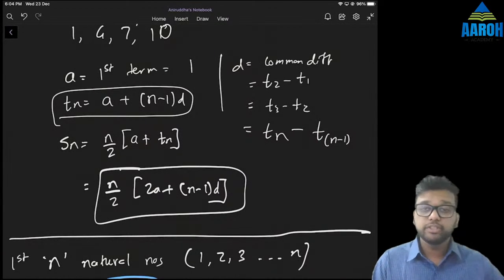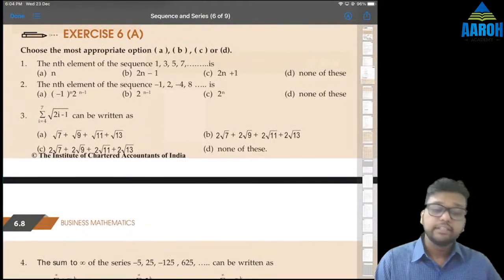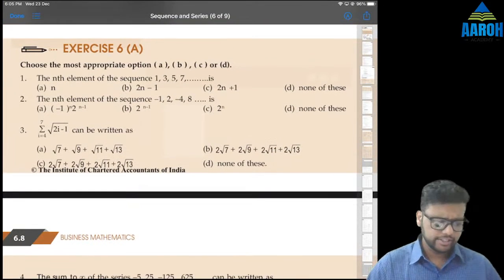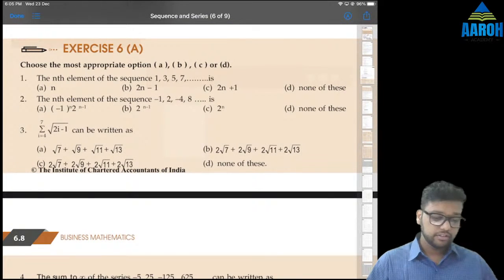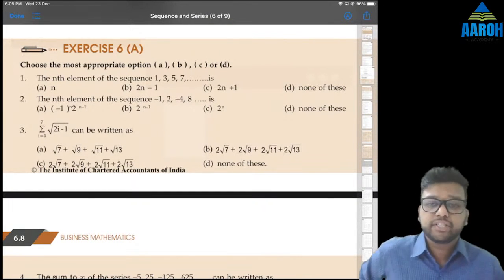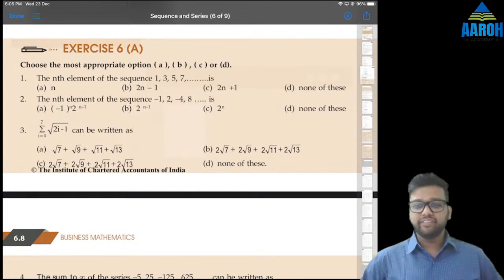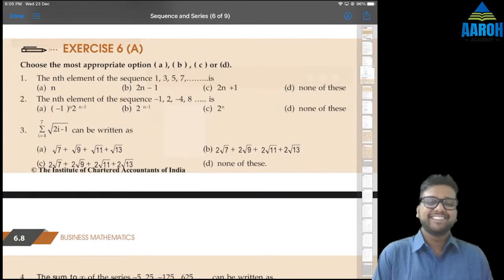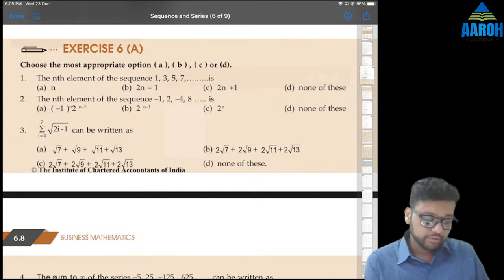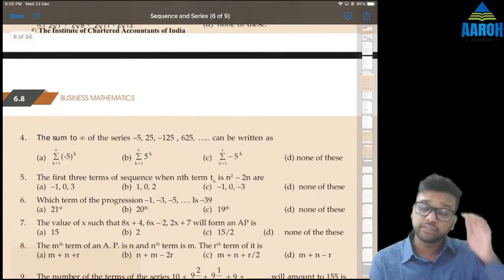That's it. On the basis of this we can now go to exercise 6A, which is the first exercise of sequence and series. Let's try to finish that in this lecture. Our objective is to solve the questions quickly. We don't want to spend much time on the questions. If such questions come in the exam, how can we solve them quickly? That is what we have to see.